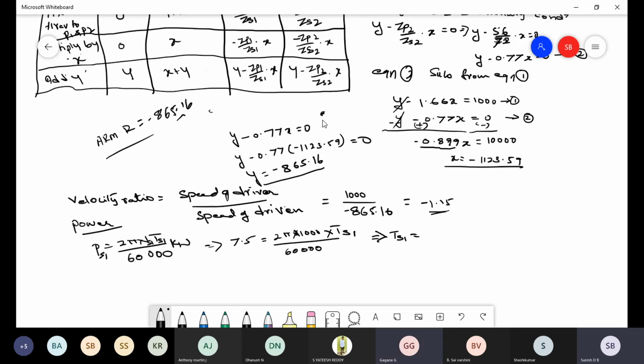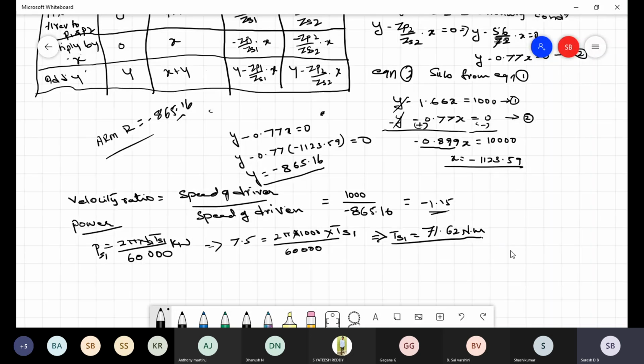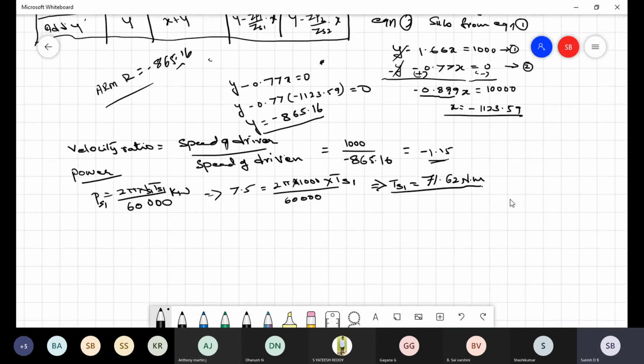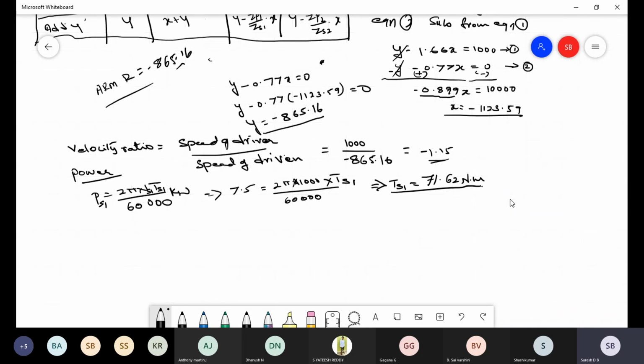So 71.619, plus or minus? Plus, sir. 71.619 means 62. What is the unit of torque? Newton meters. Okay, this is the torque produced by the sun gear S1. Once you find the torque produced by the sun gear, you can find the torque produced by the second sun gear S2 by using the energy equation.